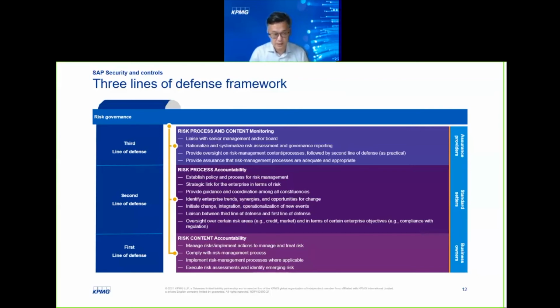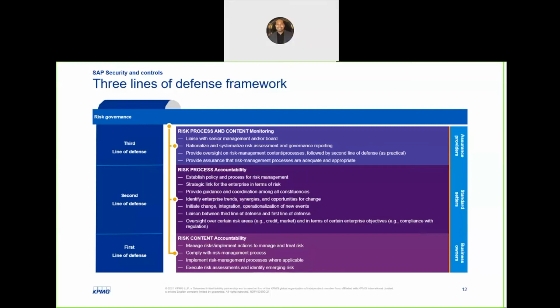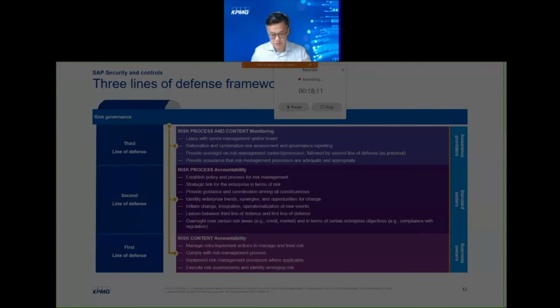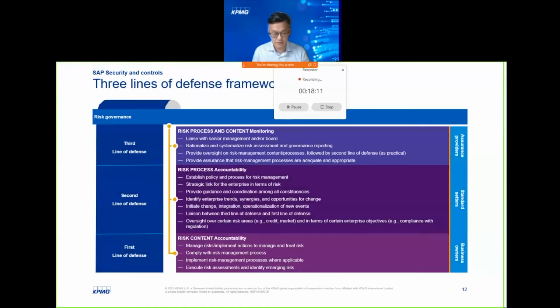Starting with the first line, that is really the risk owner and performer, the control performers. The second line of defense is oftentimes the management functions, setting the standards and the policies. And the third line is really the independent monitoring, like the internal audit function, that is somewhat independent of the second and first line of defense.